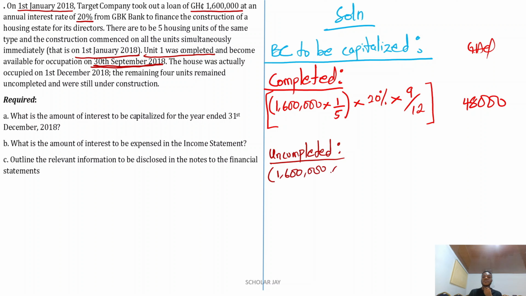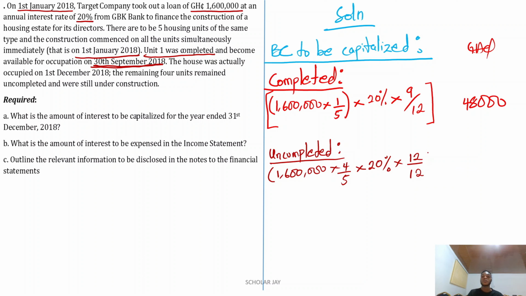1.6 million times 4 out of 5. Why is it 4 out of 5? Because 4 out of the 5 buildings were not completed. Then multiply that by the effective interest rate of 20%. And they said it remained uncompleted and we're still under construction. So for the whole year, we assume that up to the end of the year it was still in construction, so we'll capitalize it over the entire year. The months in there will be 12 out of 12.